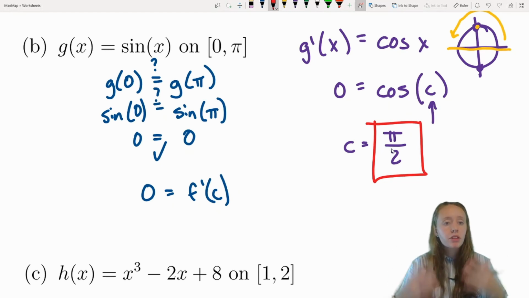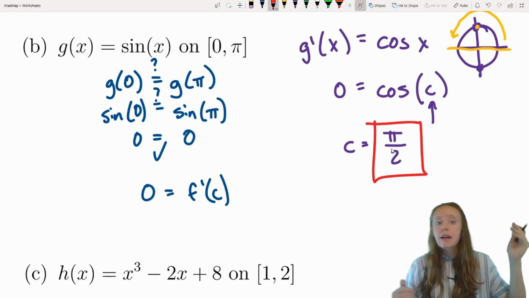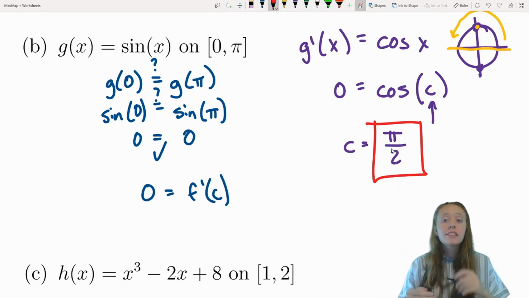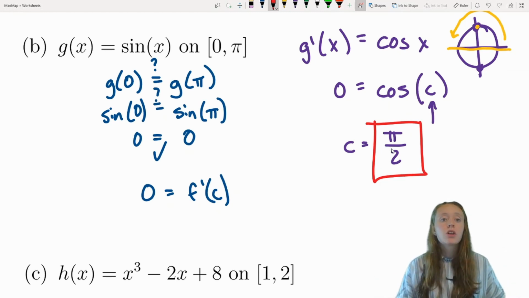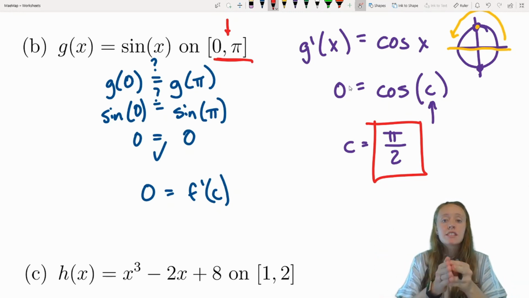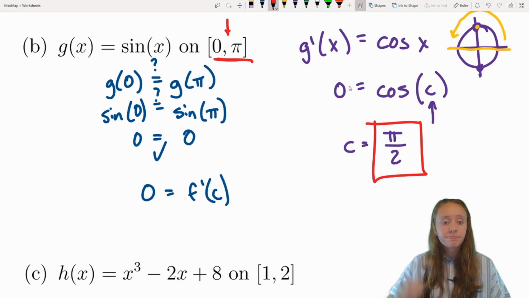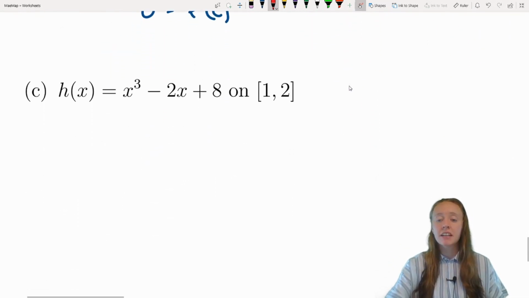So at pi over 2, our derivative is also 0. Now remember, 3 pi over 2 is also 0, and plus another pi, and so on. Because this sine of x is cyclical, and the cosine of x also oscillates, we're going to get multiple potential values, but remember, C has to fall in that interval. So even though I have lots of other C's outside that interval, my answer is only the C that falls within that interval.